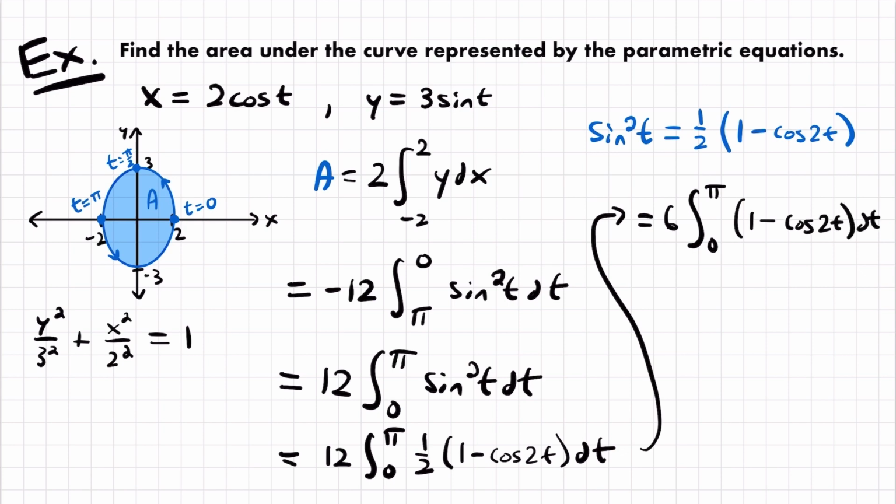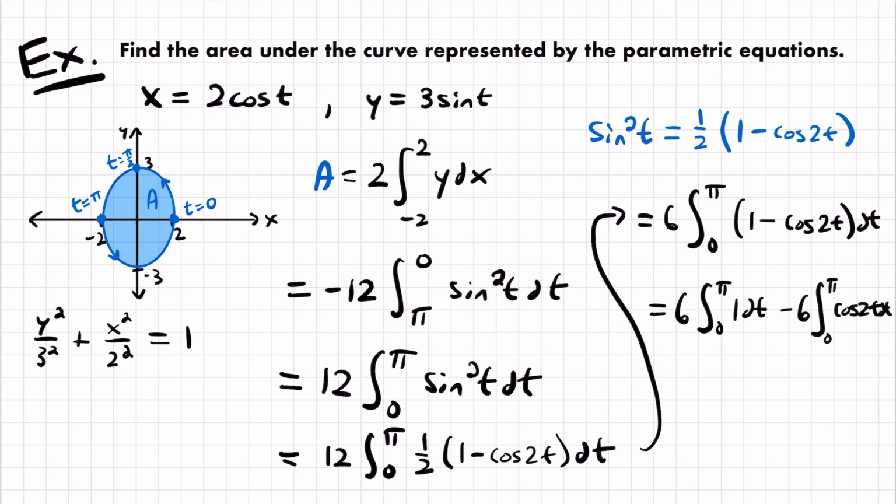All right, and now the next step we want to take is to split this up into two integrals, right? Because we can integrate 1 separately from cosine of 2t. Integrating cosine of 2t is going to involve using u substitution. It's a very simple u substitution, but we do need to use it. And so let's split up this integral into two integrals. This will be equal to 6 times the integral from 0 to pi of 1 dt minus 6 times the integral from 0 to pi of cosine 2t dt.